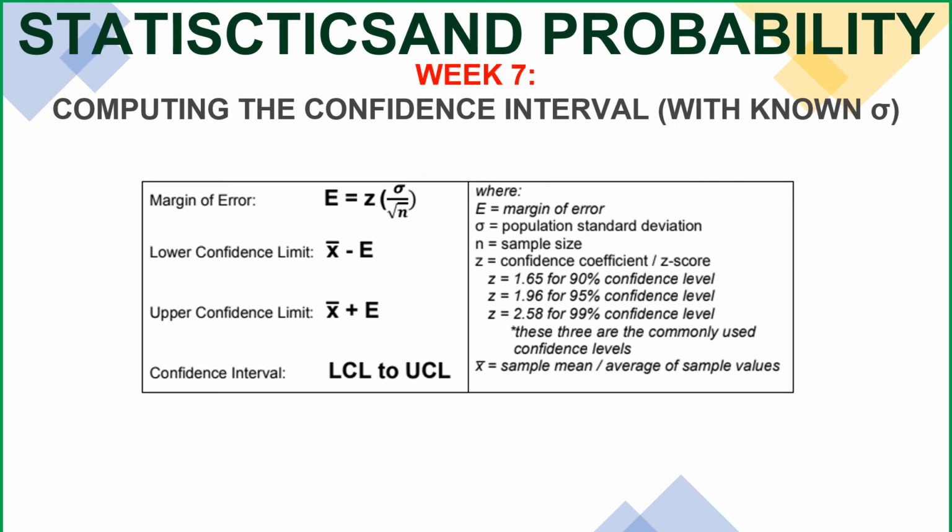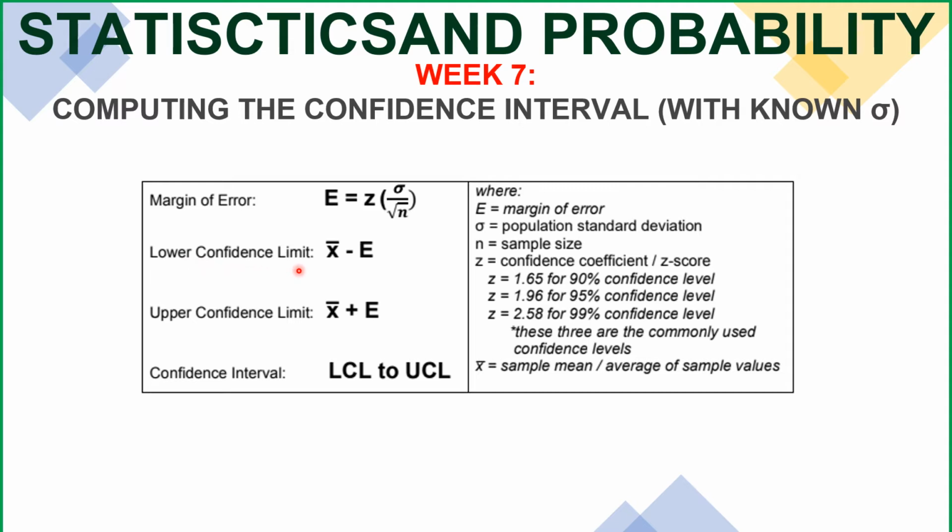So, before we proceed to computing the confidence interval with known sigma, let us first memorize or know the formulas. So, first one is the margin of error represented by capital letter E. To compute for the margin of error, you have to multiply Z by the quotient of sigma and square root of n, where Z is the confidence coefficient or Z-score, sigma is the population standard deviation, and n here is the sample size.